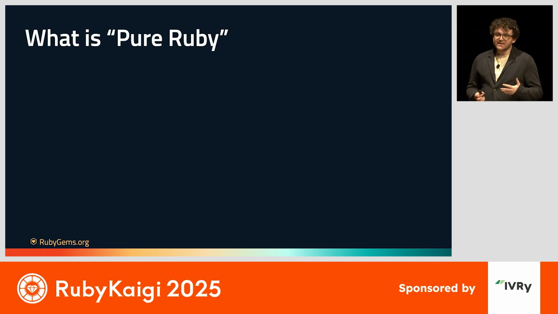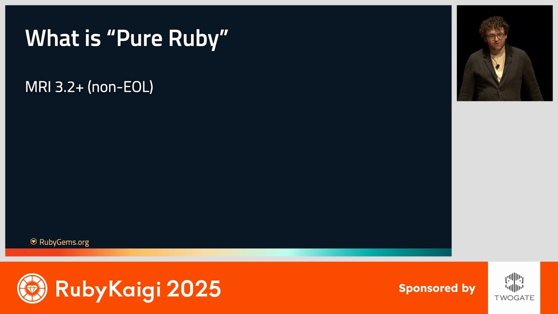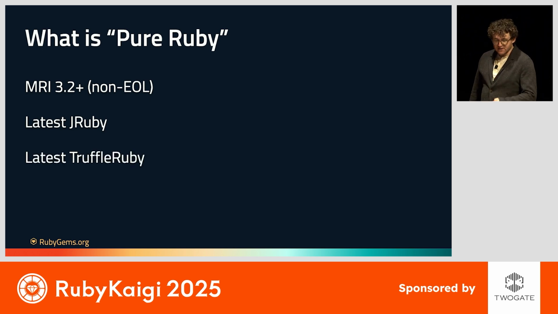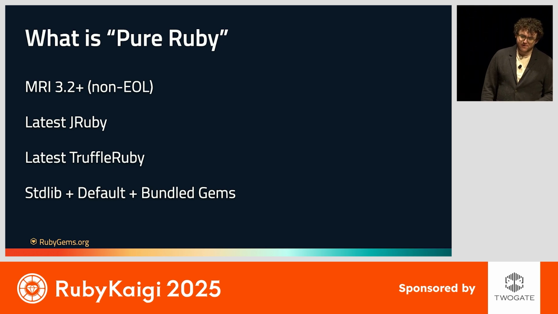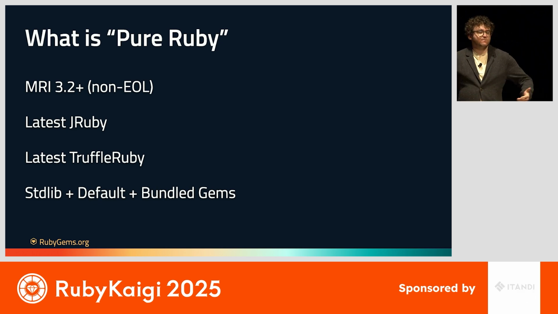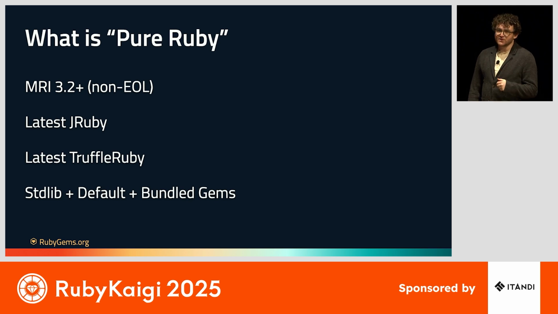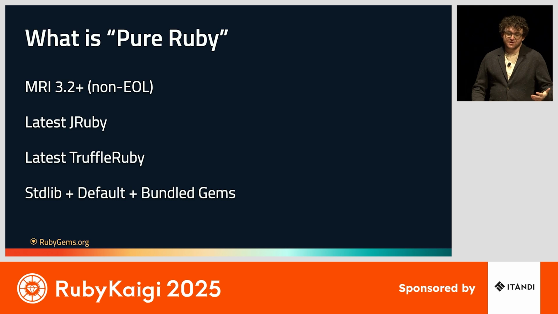And the consensus around the community seems to be the non-end-of-life versions of MRI, and the latest version of JRuby, and the latest version of Truffle Ruby, and using the stuff that's available in all three of them, which is the standard library, default and bundled gems. This is what Ruby Gems targets, this is what Bundler targets, this is what a bunch of the Ruby gemified standard library targets.